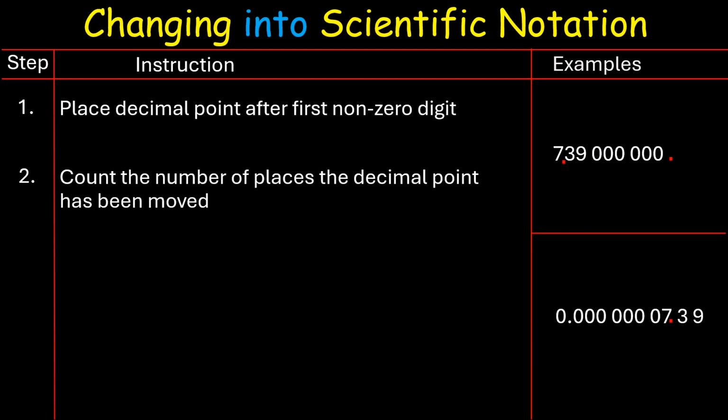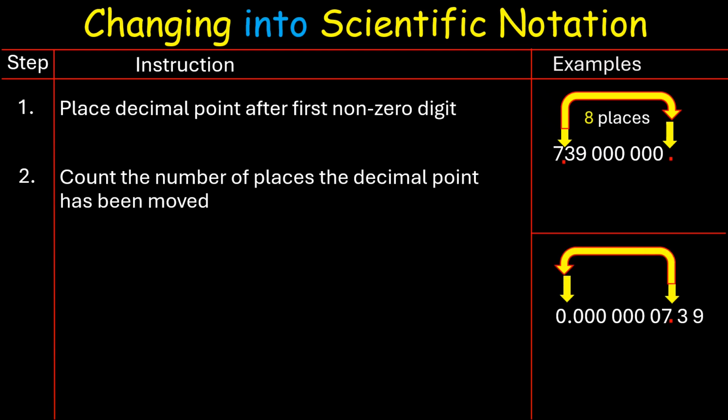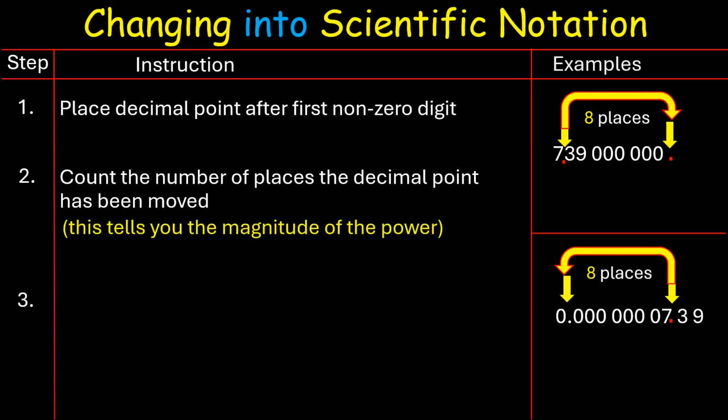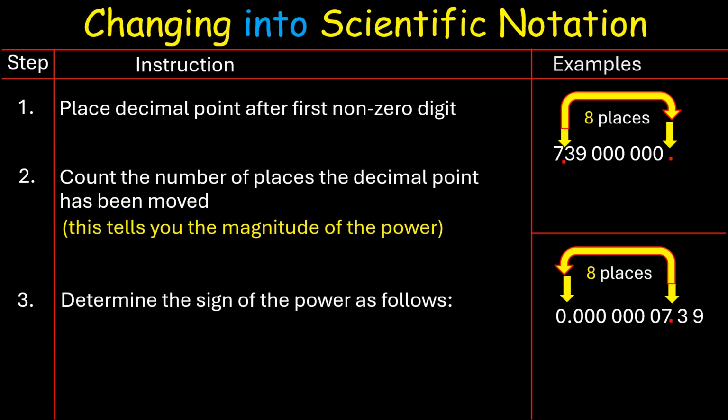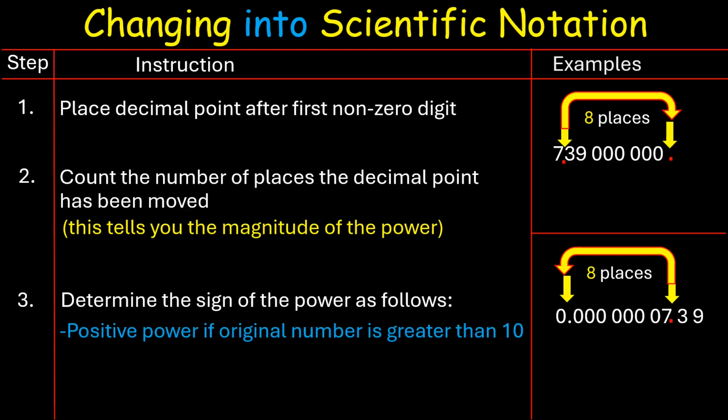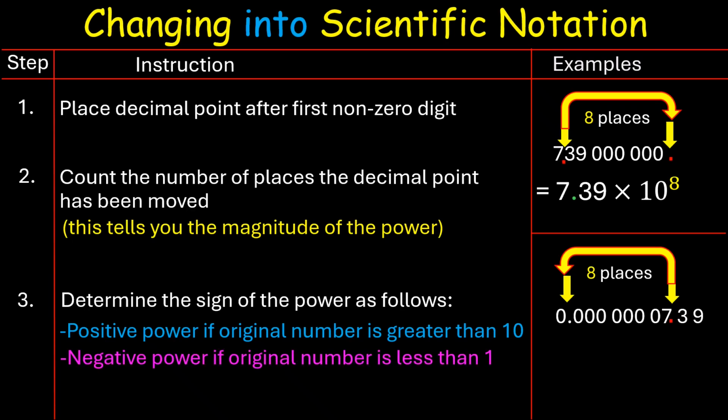Then we count up the number of places we have moved the decimal point. The easy way to do this is to count the number of digits between its original position and its new position. Counting the digits between these two positions tells us the power of 10. In both our examples, we have moved 8 places, to the left in the first one and to the right in the second. To determine the sign of the power, simply look at the original number. If it was greater than 10, the power is positive. If it was less than 1, the power is negative.